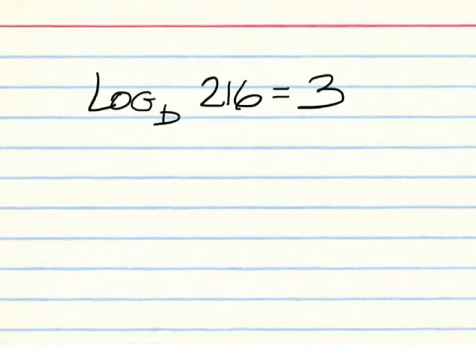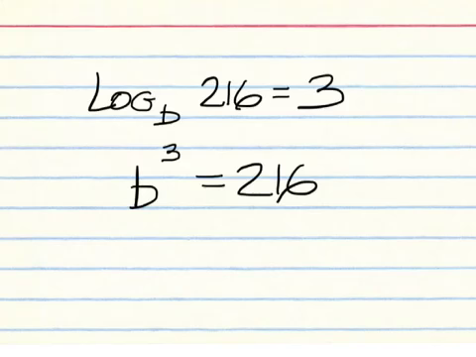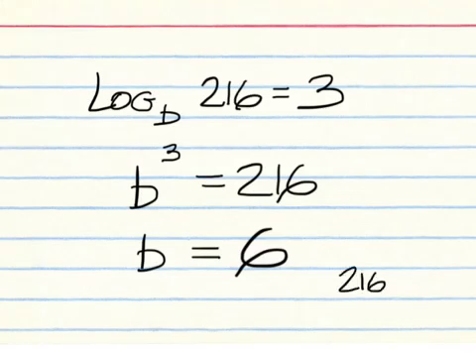In this problem, it's log base b of 216 equals 3. So I have base b to the third power equals 216. To find the answer, you need the 3rd root of 216, which comes out to be what? Comes out to be 6. To do a 3rd root on your calculator, you would do it like this. 216 caret to the 1/3 power.